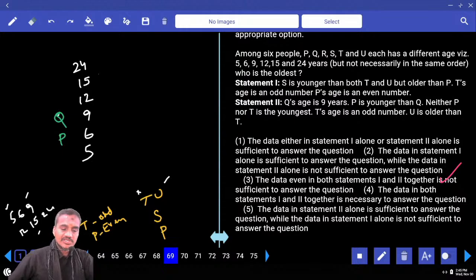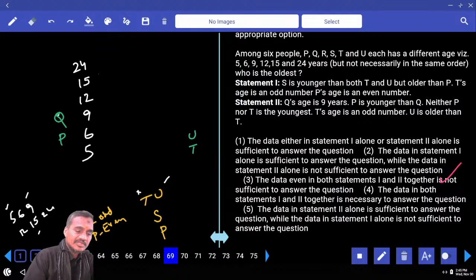And T's age is an odd number. U is older than T. And T's age is an odd number, and U is older than T. Then where should T be? T can be 5 or not?